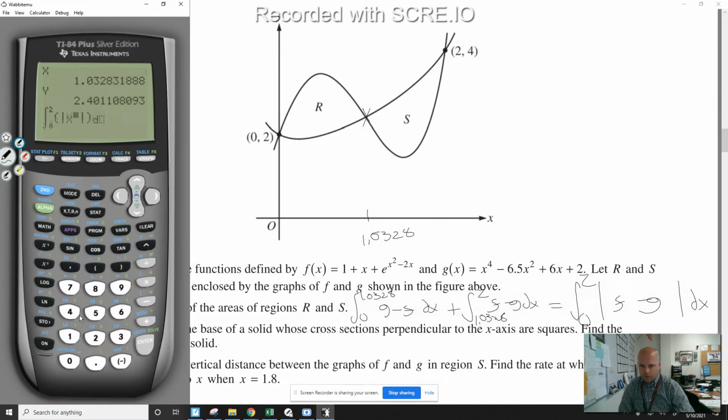Oof. X to the 4th, I'm going to do g minus f, minus 6.5 x squared plus 6x plus 2 minus the quantity. Make sure you put parentheses. 1 plus x plus e to the x squared minus 2x. Close parentheses, dx. It might take some time actually to do it.